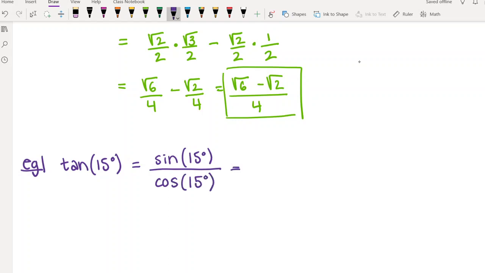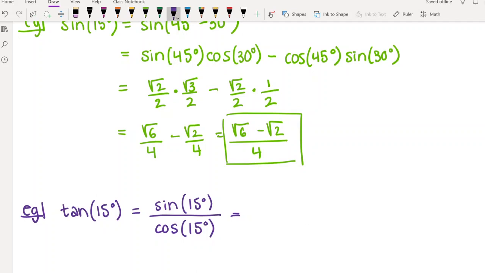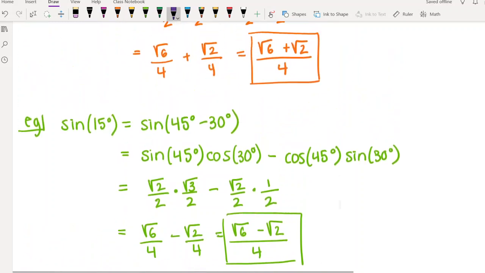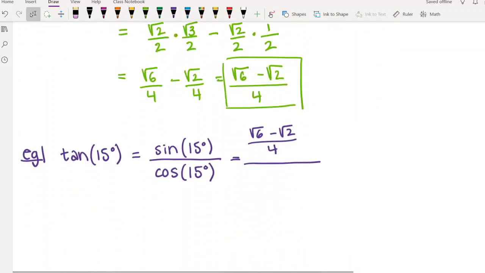In this case, we already found sine and cosine of 15 degrees. But if you hadn't found them yet, if this asked you to find tangent of one where you hadn't done it yet, well, now you know how to do sine and cosine, right? You could do sine and cosine each individually using angle addition or subtraction. So we found that sine of 15 degrees, that's the one we just did, is square root of 6 minus square root of 2 over 4, all divided by cosine, which was this one: square root of 6 plus square root of 2 over 4.